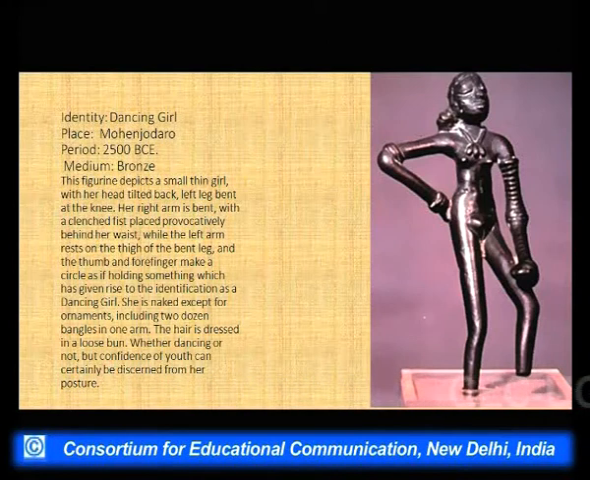Now almost everybody associates Harappan art with this particular piece. As you can see, she wears about 22 to 24 bangles on one hand. The other one has only 4. Okay, and she is standing. It's a small thin girl with her head tilted back, left leg bent at the knee. Her arm is bent with a clenched fist placed on the waist. The left arm rests on the thigh of the bent leg. And this has given rise to her identification as the dancing girl.